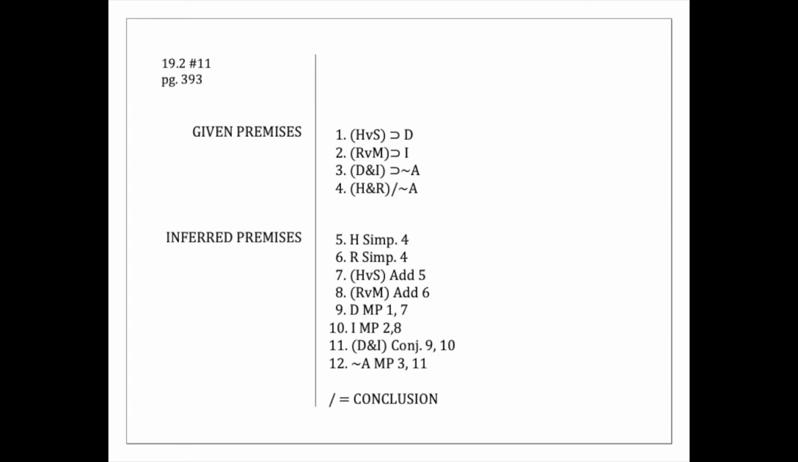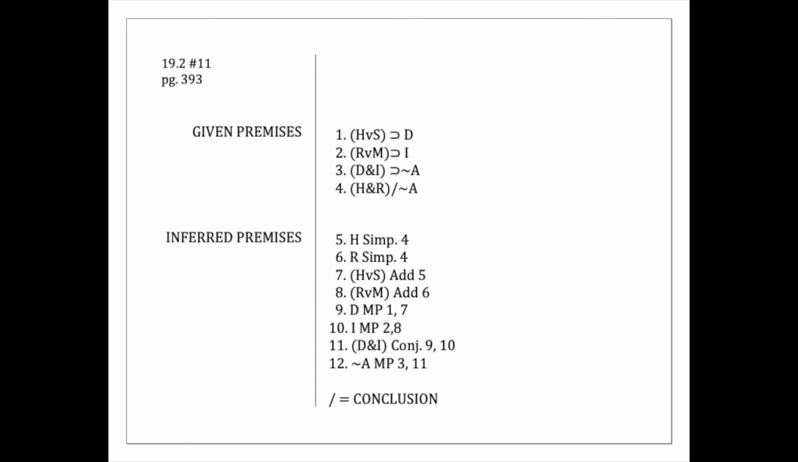Okay, let's go ahead and take a look at one from 19.2. 19.2, number 11. Let's check out the given information. If H or S, then D. If R or M, then I. If D and I, then not A. H and R, therefore not A. All right, what can we infer?